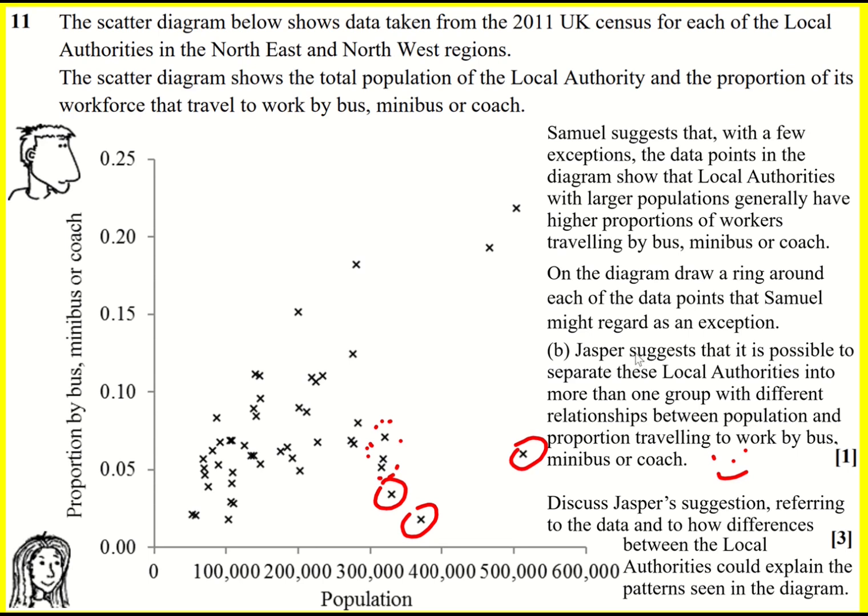On to part B. Jasper suggested it's possible to separate these local authorities into more than one group with different relationships between population and proportion traveling to work by bus, minibus, or coach. Discuss Jasper's suggestion referring to the data and how differences between the local authorities could explain the patterns seen in this diagram. This is pretty tough, I think. If you've done some work on a large data set, I'd be surprised if you'd even encountered this. So trying to deal with it is tough for 3 marks in this time situation.